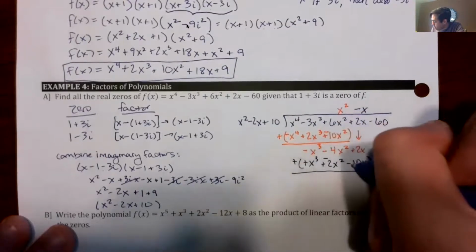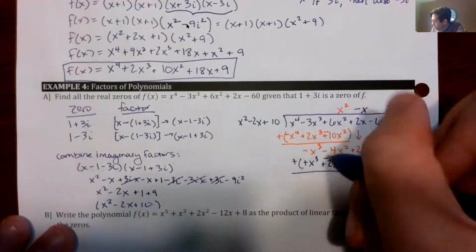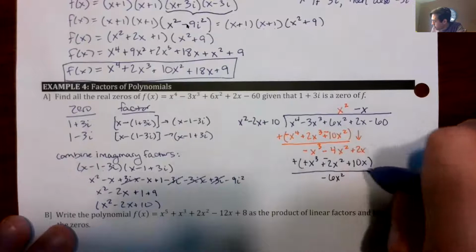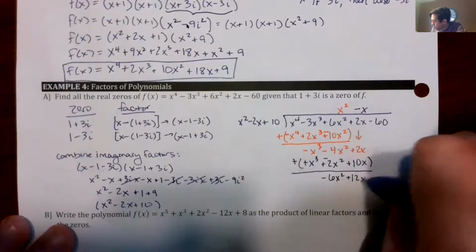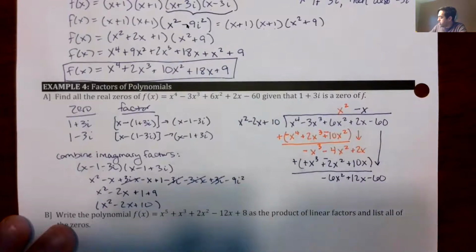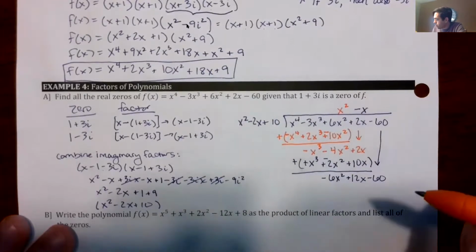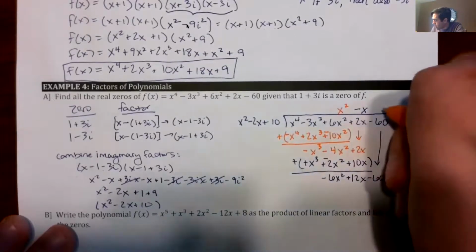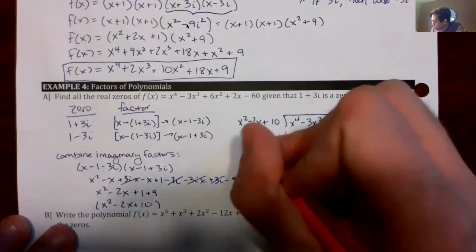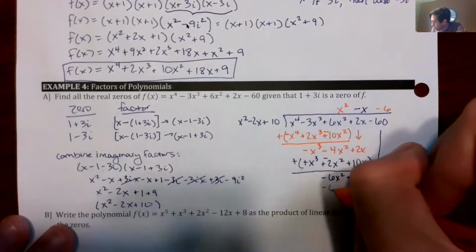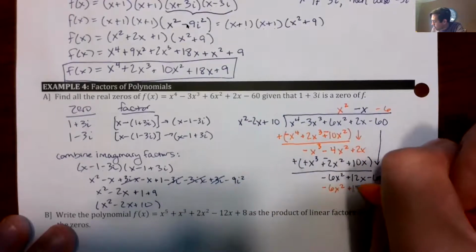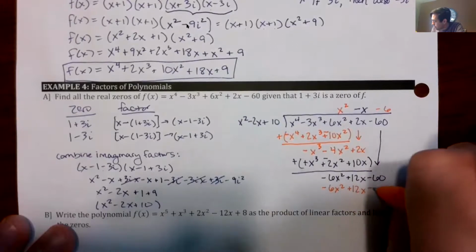Distribute the negative. X cubeds are gone. Negative 4 minus 2 is negative 6x squared. 2 plus 10 is plus 12x. Bring down the next term. And start again. X squared times what is negative 6x squared? It would be negative 6. Distribute the negative 6 to everything in front, and we get negative 6x squared plus 12x minus 60.